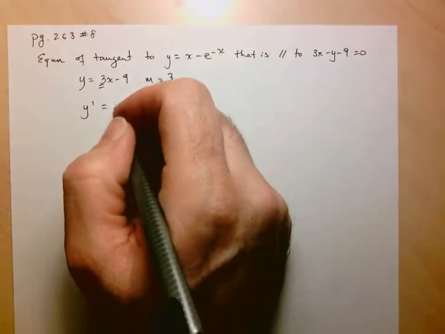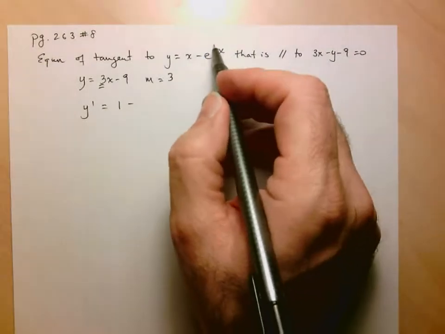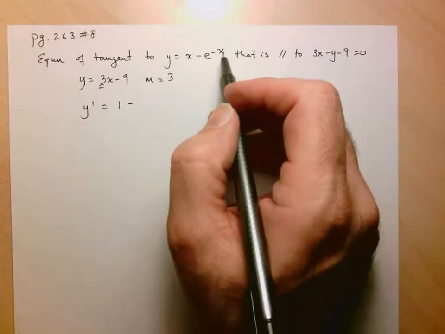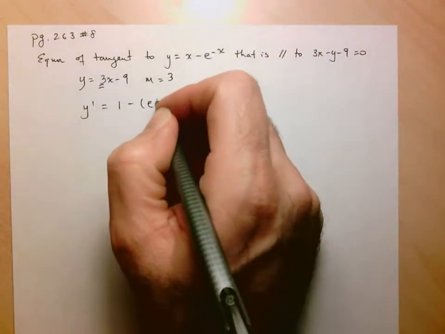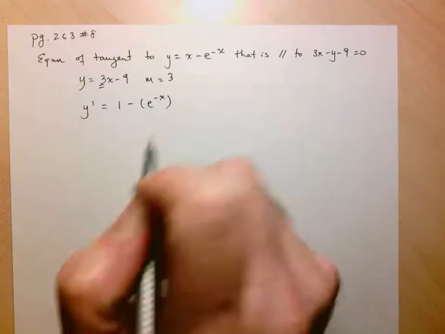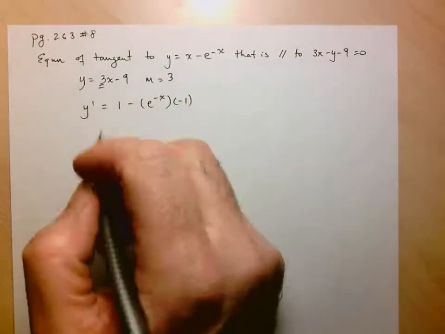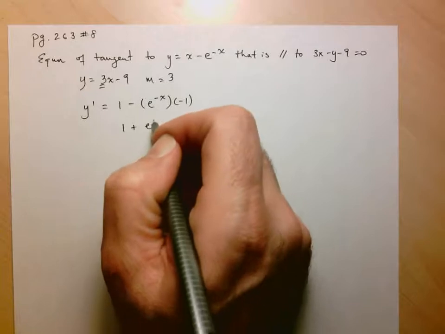The derivative here is, well, the derivative of x is just 1 minus. Now here I have to use the chain rule because I don't have e to the x, I have e to the minus x. So my u here is like my negative x. The derivative of e to the u is just e to the u, so e to the negative x, and then times the derivative of negative x, which is just negative 1. So my derivative is just equal to 1 plus e to the negative x.